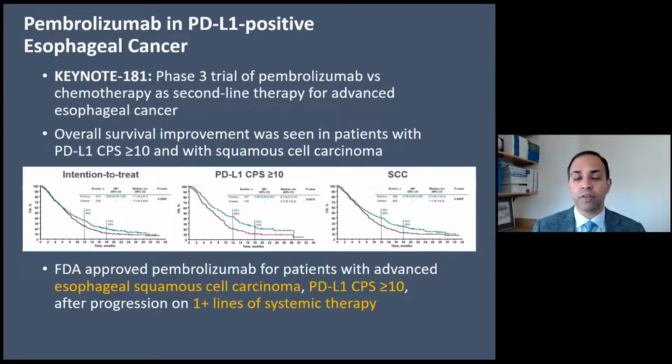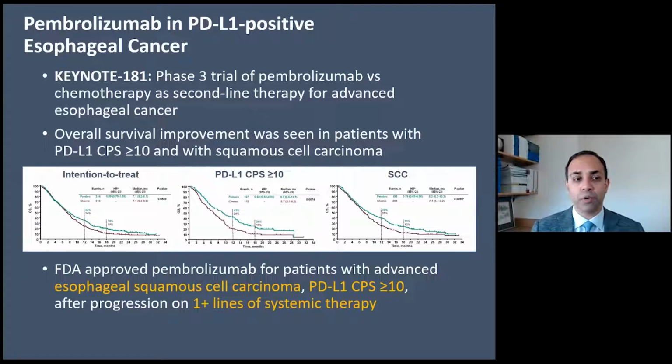This includes consideration of the same biomarkers, HER2 and PD-L1. For patients with esophageal squamous cell carcinoma, however, the considerations regarding immunotherapy are slightly different. The KEYNOTE-181 trial was a phase 3 trial of pembrolizumab versus standard cytotoxic chemotherapy as second-line therapy for patients with advanced esophageal cancer. There were a broad range of patients studied under this trial, including patients with both adenocarcinoma and squamous cell carcinoma. And in the overall intention to treat population, a significant improvement was not demonstrated with pembrolizumab.